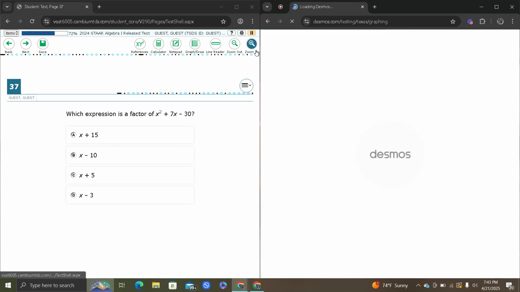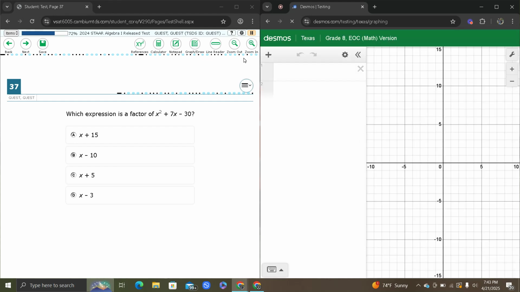Which expression is a factor of x squared plus 7x minus 30? Okay, for this one, guys, let me show you the trick. A lot of people get this one wrong just because they think it's so simple even though they don't know it. It's asking which expression is a factor, so it's not asking for an x. You're doing it in reverse. When you factor, you're looking for your x's, but now you're looking for 2 factors. So you're doing it backwards. Does that make sense?